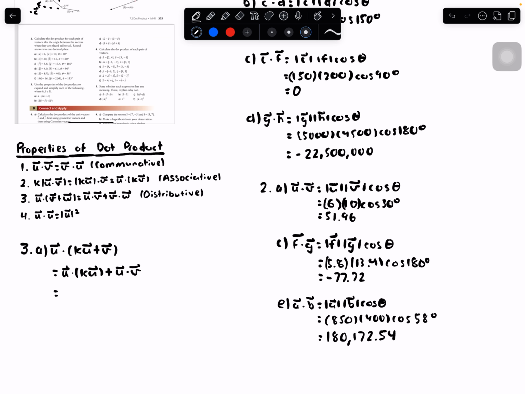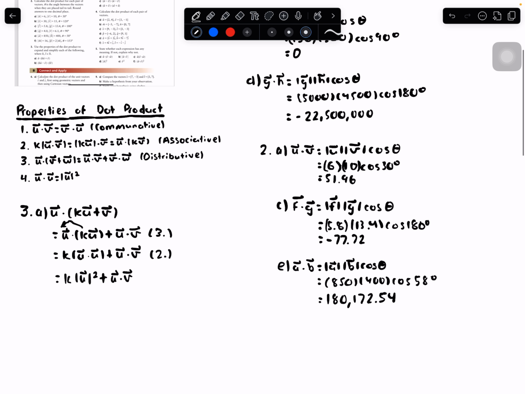If you wanted to, you could move this scalar outside completely. This would be using 3 and then 2. So k(u dot u) plus u dot v. I move the scalar out. And if you wanted to make this look even nicer, I don't know what the textbook solution is, but you could write this as k times the magnitude of u squared plus u dot v.